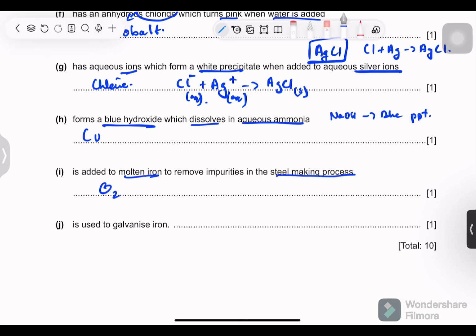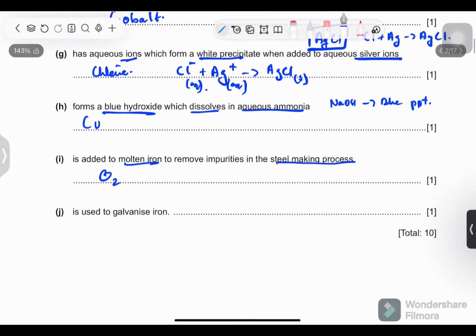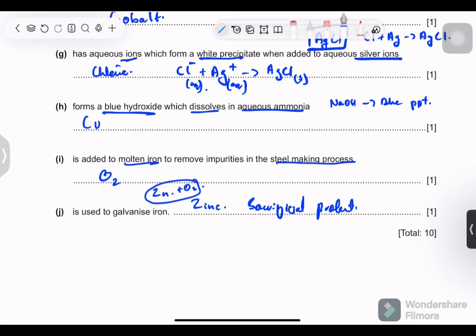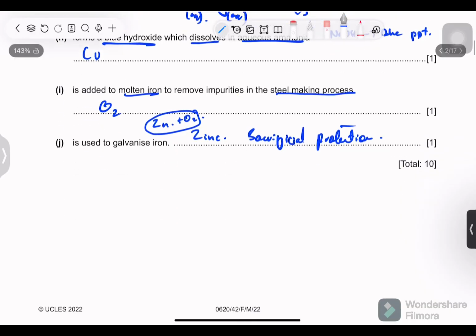Next is added to molten iron to remove impurities in the steel making process. So this is also factual information. It's just oxygen. Next is used to galvanize iron. So galvanization is when we add a metal layer to protect the inner metal from being rusted. So this is zinc, as zinc is higher in the reactivity series. So zinc reacts first with the oxygen and it forms a protective layer, and this is called sacrificial protection.